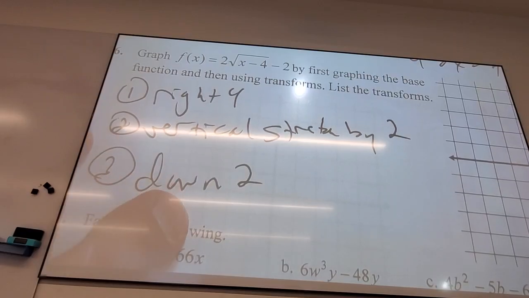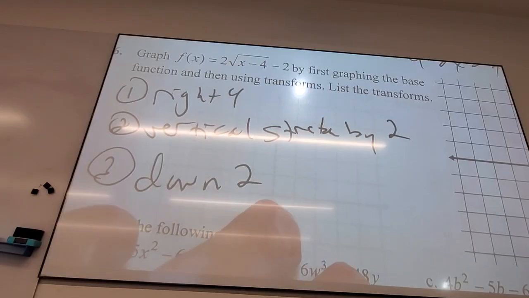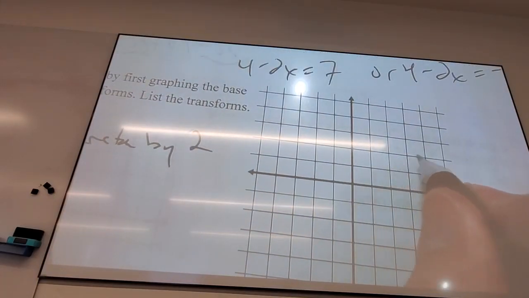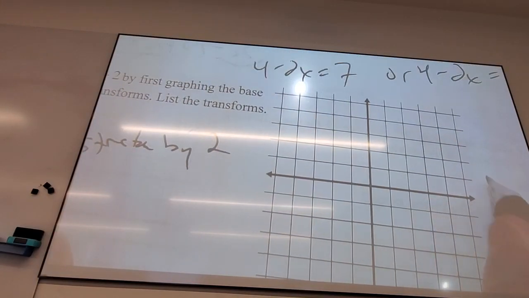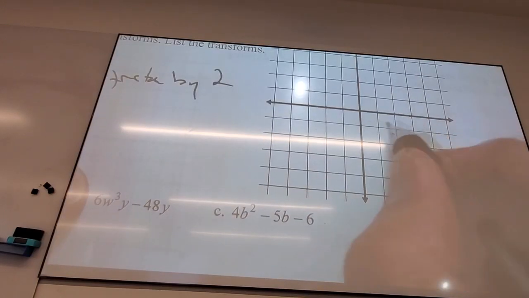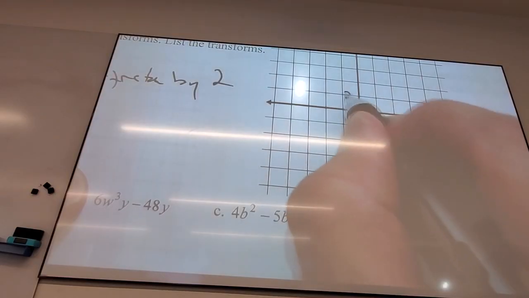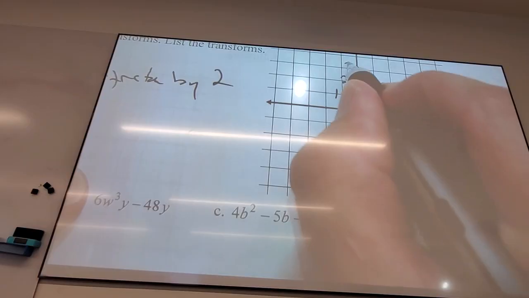So what I did was I picked a better scale. Because I realized if I move my square root over 4, everything's going to be happening off the edge. So I think I made my scale by 2s from the beginning. And this can be 1s, Jeff. There you go, buddy.